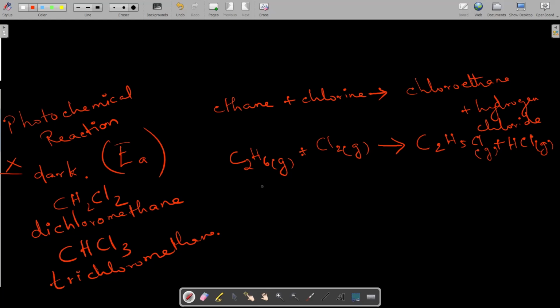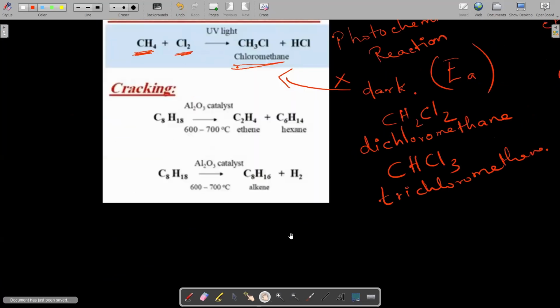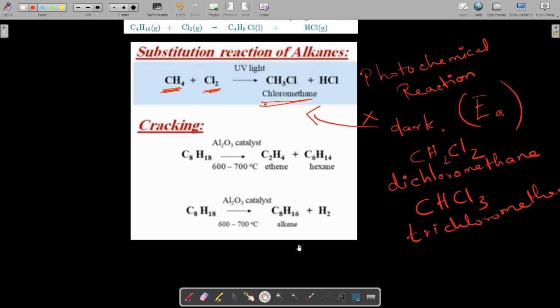So ethane forms one monosubstituted product here. Longer alkanes can form more products. Because ethane is a short chain, it forms just this product with one chlorine atom. But if it is a longer chain, it can form more and more products with chlorine atoms. Okay. Now let's get back to the next reaction, which is called cracking.